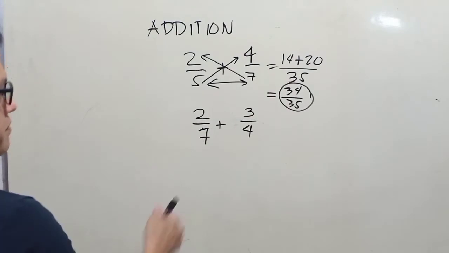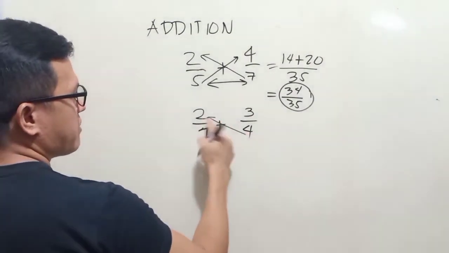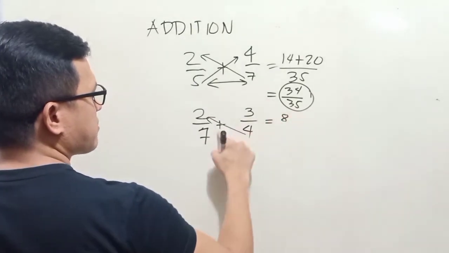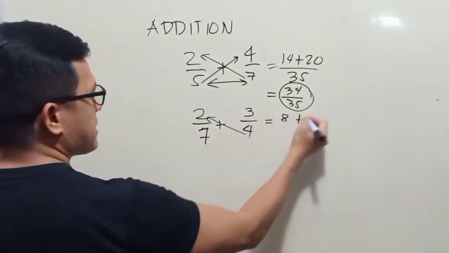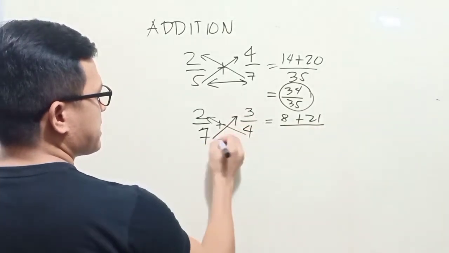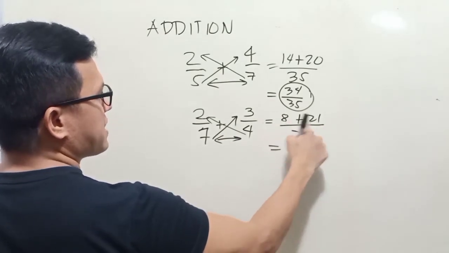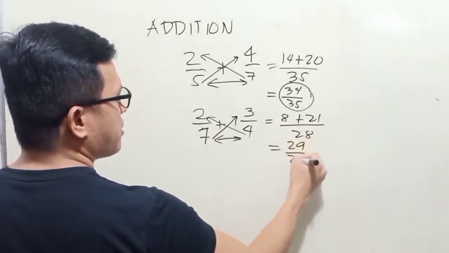Okay, next one. Same rule. So 2 times 4 or 4 times 2, that is 8. And then, what's the sign? Plus. 7 times 3, that is 21. Over, 7 times 4, that is 28. So 8 plus 21, that is 29 over 28.